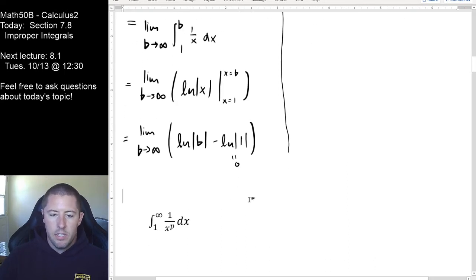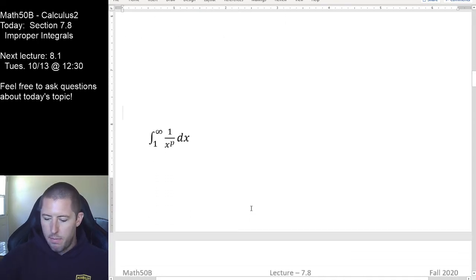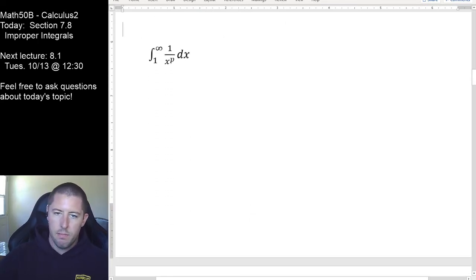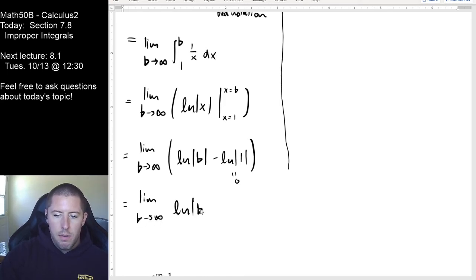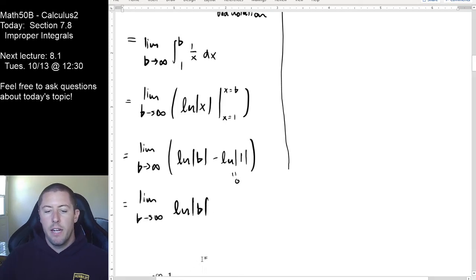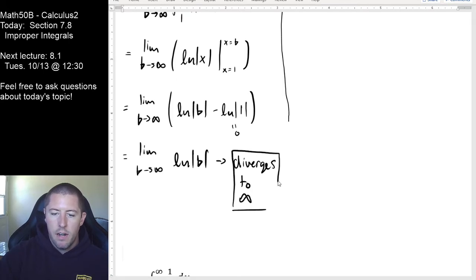So now this is really just saying, what do we get from it? I'm going to leave that right there. So what this is now telling me is that we are getting the limit as b goes to infinity of just natural log of b. And so this is basically just saying, if you plug in an infinitely large number into a natural log, what are you going to get? And so here I'm going to say that this diverges to infinity. That's my final answer right there. We are diverging. Our value is getting infinitely large.